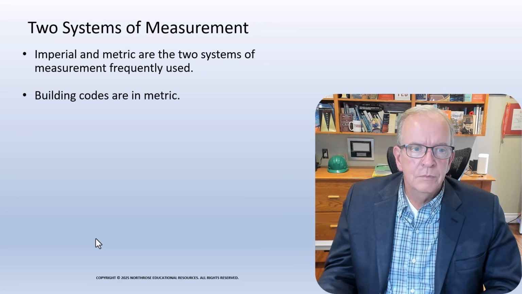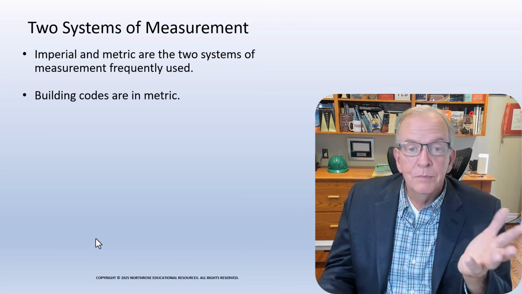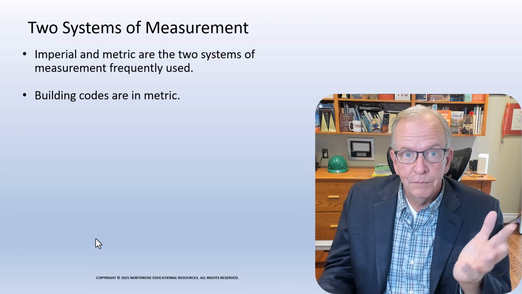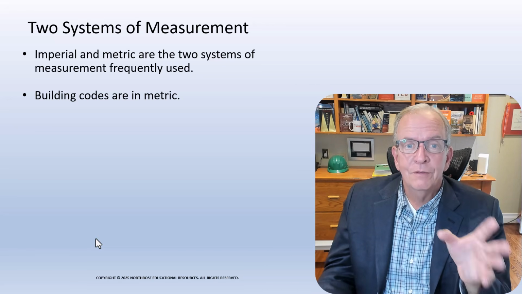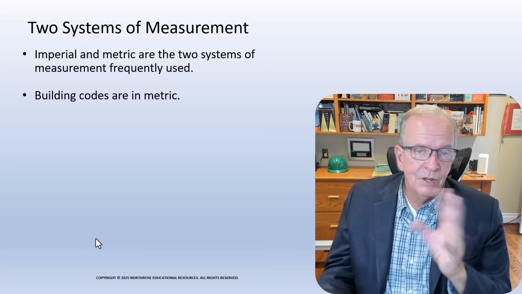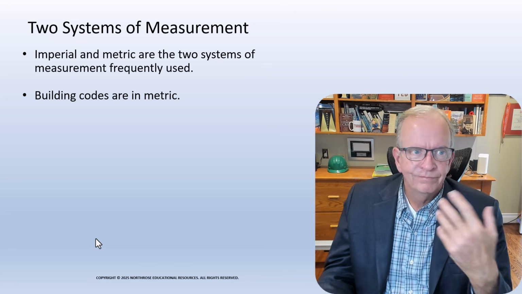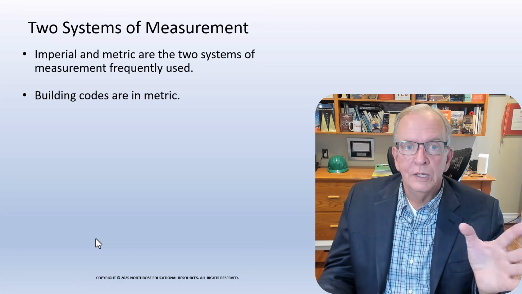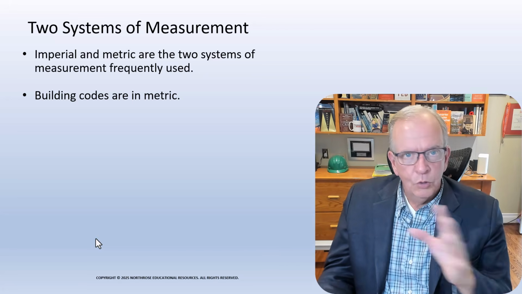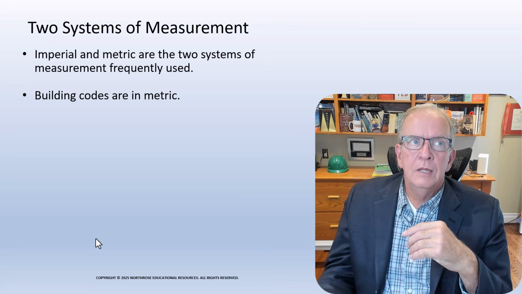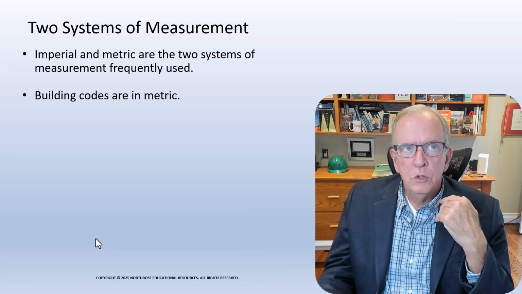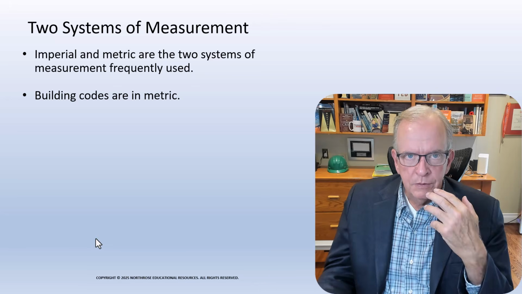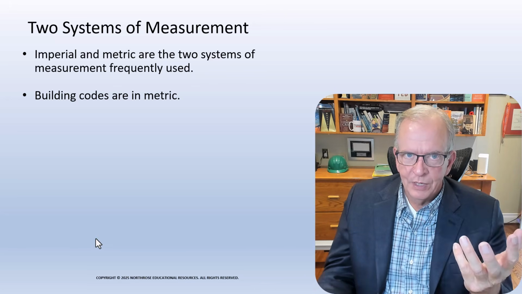The two systems, they're very frequently used. In Canada, the problem is we use two systems. If I want to be pretty straight up, it'd be nice if we only used one system, because whenever you use two systems, it's extra, right? But our building codes, totally. Anything government, totally metric.